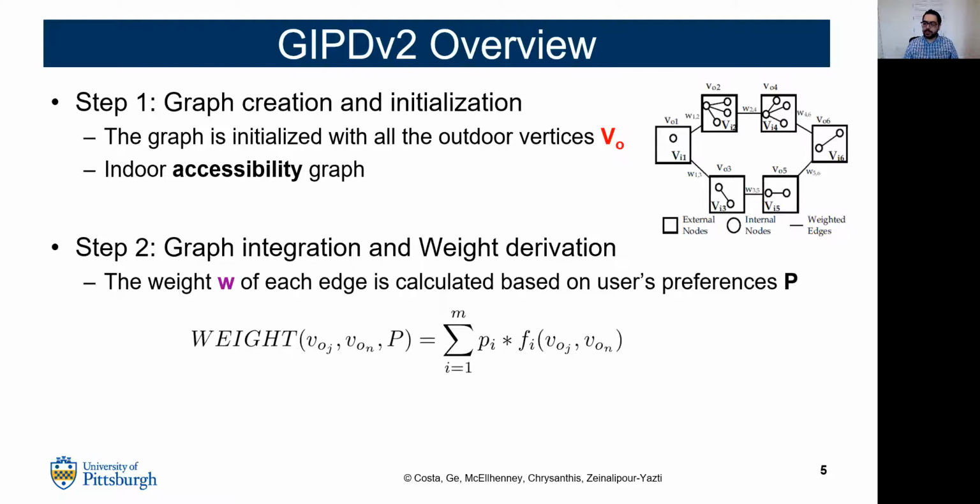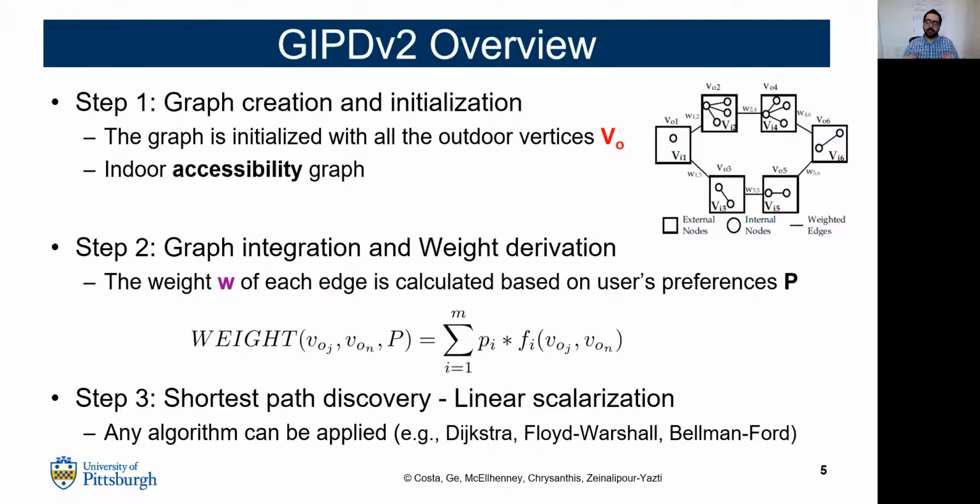The weight is a summation of multiple fractions. Each fraction represents an objective. The objectives are the outdoor exposure, indoor congestion, and distance. After this step, we can have a linear scalarization. The idea is to minimize all the weights using a shortest path algorithm. Any algorithm can be applied: Dijkstra, Floyd-Warshall, and Bellman-Ford.